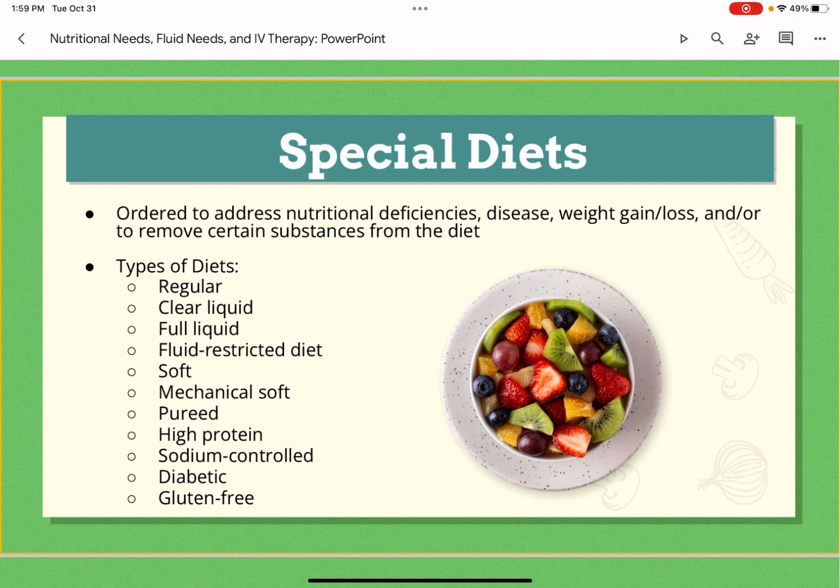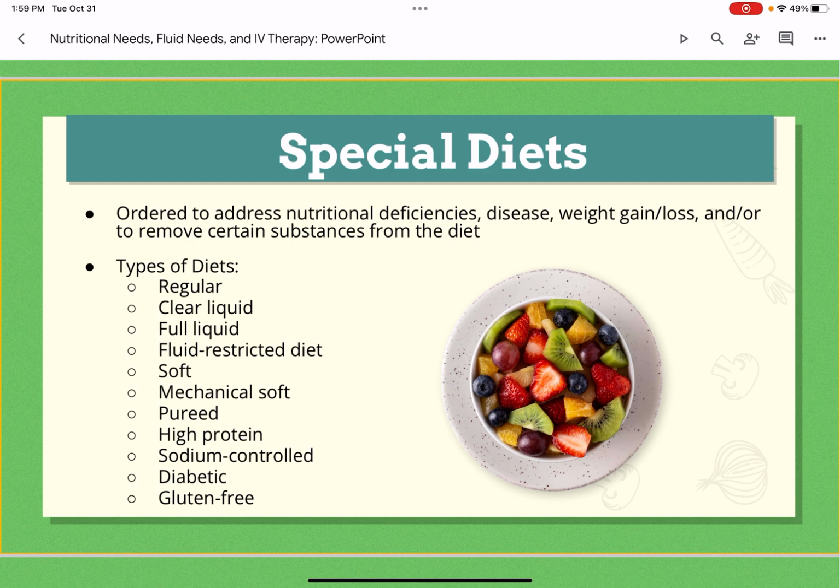A soft diet restricts foods that are hard to chew or swallow. It restricts raw fruits and vegetables and restricts high fiber and spicy foods. A mechanical soft diet is semi-solid foods. Foods are chopped or blended to make them easier to chew. It doesn't restrict high fiber or spicy foods. A pureed diet consists of foods that have a smooth, uniform texture and hold their shape on a spoon, so it's pudding-like. High protein diets are needed to heal wounds and pressure injuries.